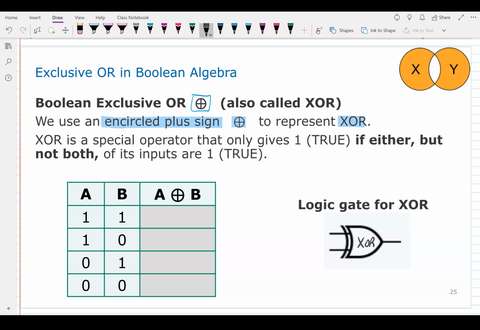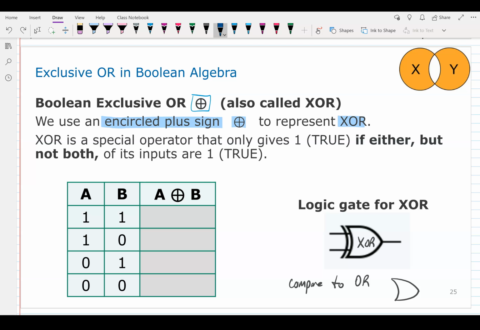So this is what the XOR looks like. Compare it to OR. OR looks like this. XOR, the only difference is a second bar underneath it. So it's very sneaky. It looks very similar. This is OR, this is XOR. I'm just confusing myself here.